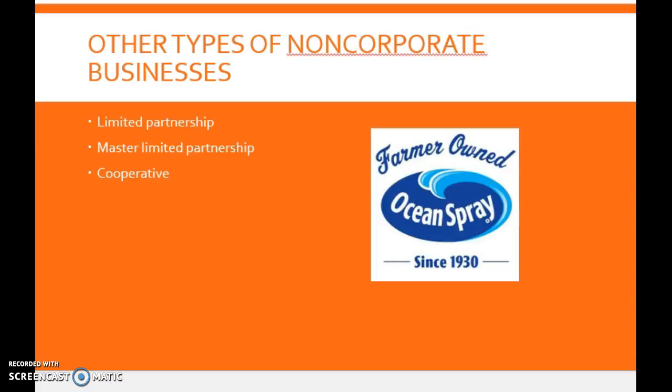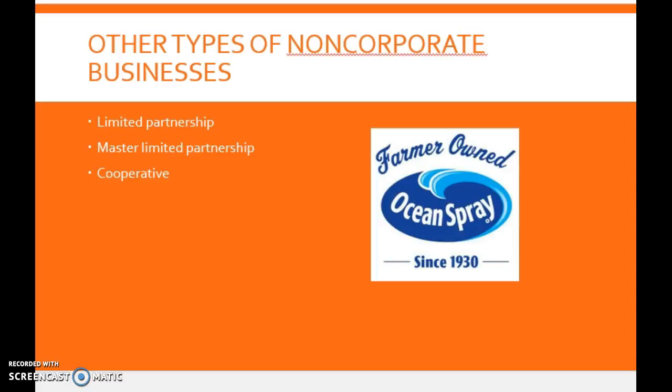Another type is a master limited partnership, in which an organization sells shares to investors on public markets. Investors are paid back from profits, and the master partner retains at least 50% ownership and runs the business. The master partner must regularly provide minority partners with detailed operating and financial reports.